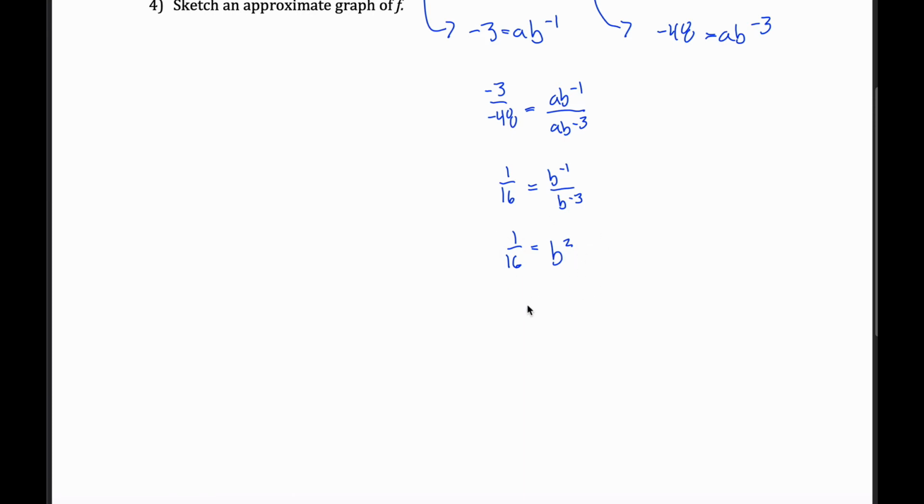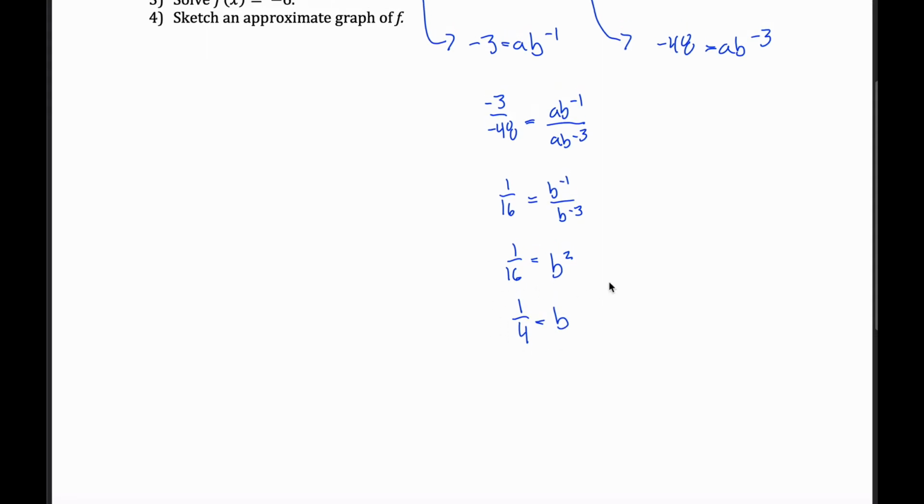But we don't want b squared, we want b, so we take the square root of both sides of the equation and get that b equals 1/4. And if you're really clever, you might be like, technically, b could be 1/4 or -1/4, and it would satisfy this equation. However, we assume that b is greater than 0, so our value of b is +1/4.